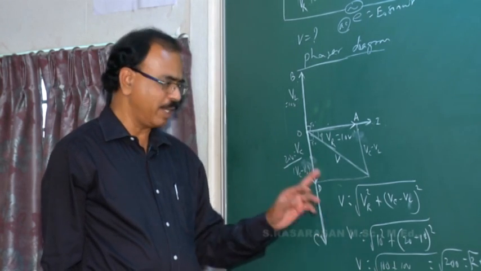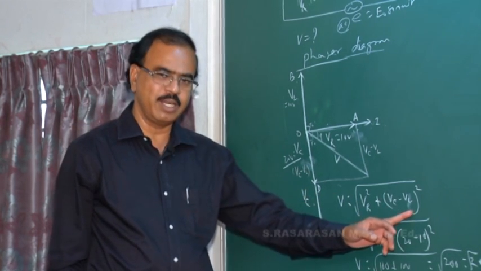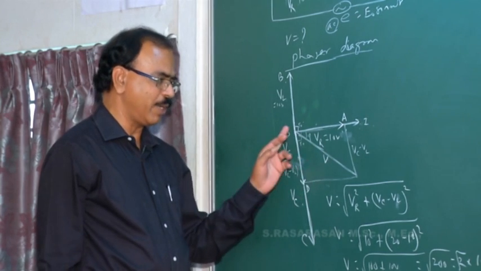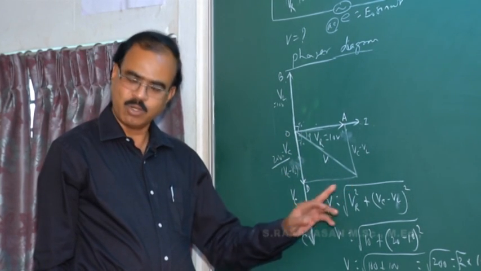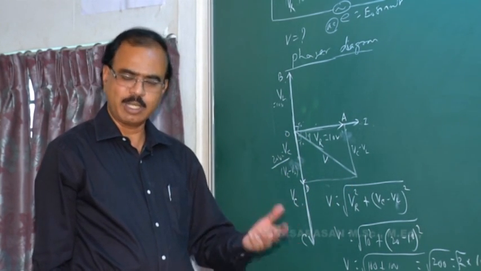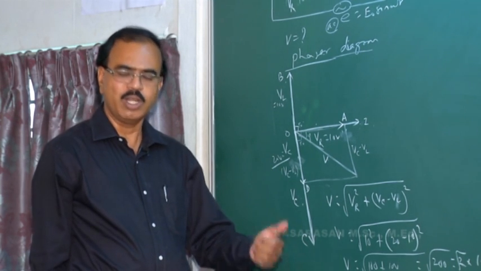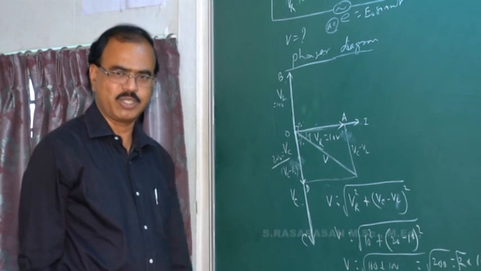Or in other words, we are putting this VC minus VL. So VC minus VL means the effective voltage is lying in the fourth quadrant. Once again the same conclusion, the capacitance is dominating the circuit. The RLC circuit is capacitive in nature.